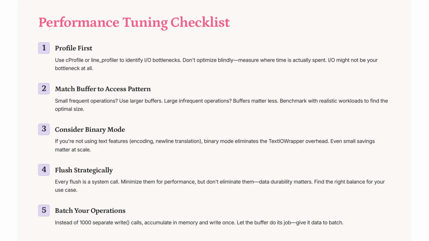Profiling is crucial. Use cProfile to pinpoint input/output bottlenecks. Align buffer size with access patterns, larger for frequent operations. Opt for binary mode if text features aren't needed to reduce overhead. Flush strategically to balance performance and data durability. Batch operations to minimize system calls, enhancing efficiency by leveraging buffer capabilities.